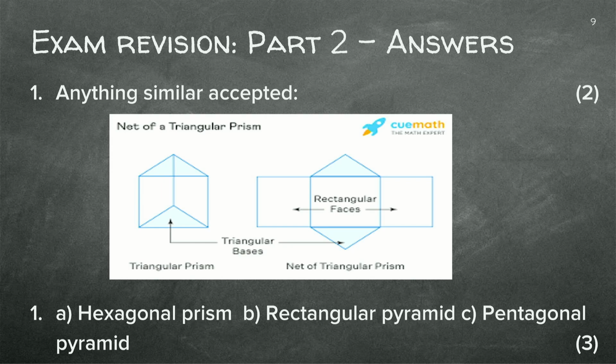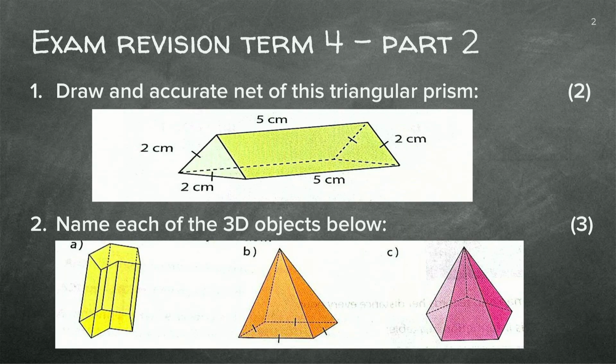Then they ask us the names of the 3D objects. Yes, we've got a hexagonal, remember 6, rectangular pyramid, and a pentagonal pyramid, remember 5 sides. We can just look back at that quickly. That is 1, 2, 3, 4, 5. That is 1, 2, 3, 4, 5, 6. And our rectangular pyramid. Okay.